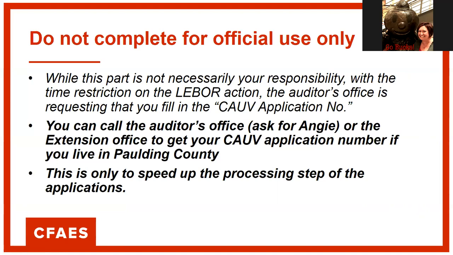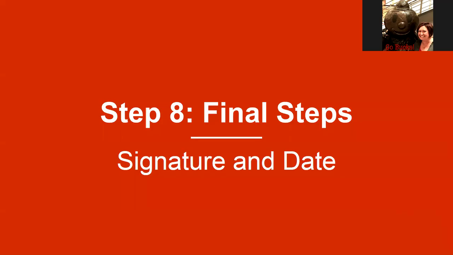There's a new conservation program, and there's only a few people taking care of that, one particularly for all three of those areas. So you can call the auditor's office and ask for Angie, or you can call the extension office to get your CAUV application number if you live in Paulding County. It's only to speed up the processing step of the applications, but it's one we highly recommend.